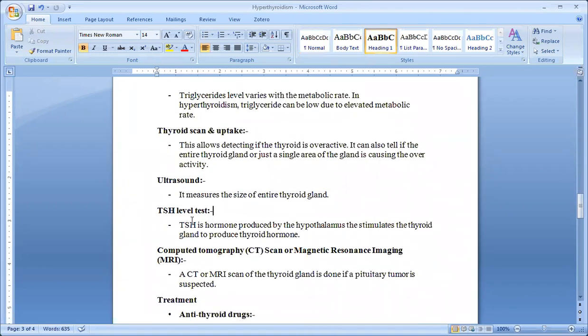TSH level test, thyroid stimulating hormone. Where is it secreted? It is secreted by the hypothalamus. And what is the role of the TSH? It stimulates the thyroid gland. Once it gets stimulated, it secretes the thyroid hormone. Which thyroid hormone? T3 and T4. Are you getting it?